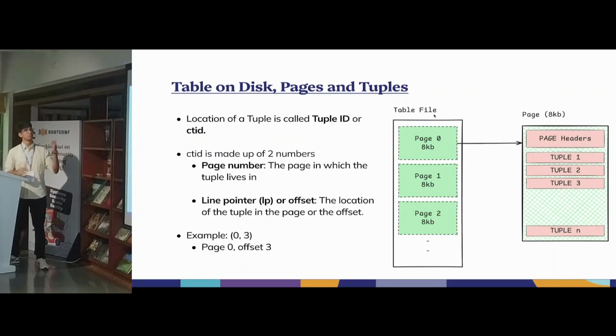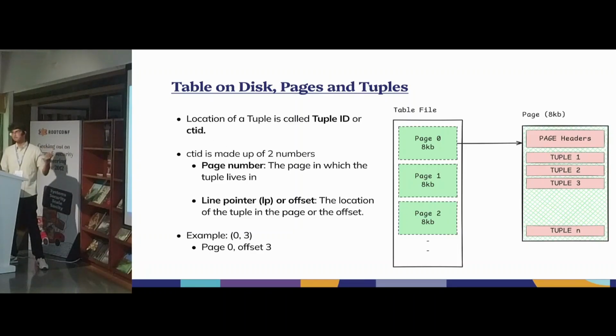And this brings us to how do you determine a tuple's location, right? And it's actually quite simple. A tuple's location is basically made up of two numbers. The first number denotes which page it lies in. The second number denotes where in the page the tuple lies. And this is called offset, or formally Postgres calls it line pointer, which is the same as offset. So for example, if a tuple has a location of 0, 3, that means it lies in page 0 and offset 3.